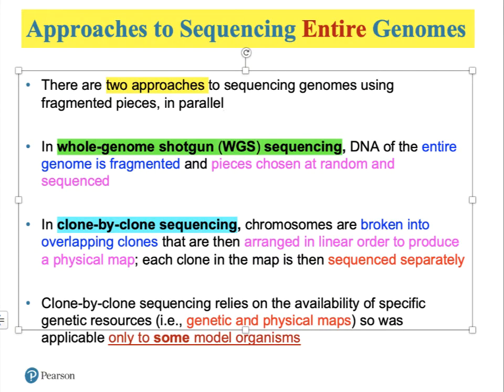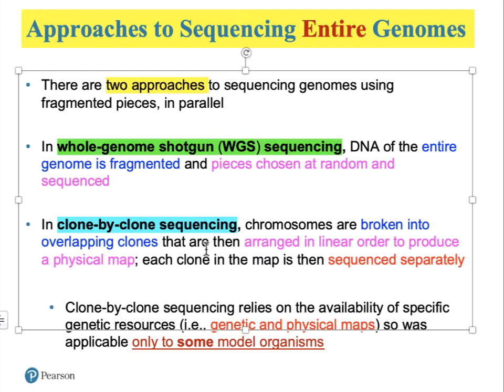Most of the current data that we have on genomes of organisms relied on 2 general methods, which are listed here. The first was whole genome shotgun sequencing, where the DNA of the entire genome is fragmented in some way, and those pieces are chosen at random and sequenced. Or the alternative, clone-by-clone sequencing, where the chromosomes once again are broken into overlapping clones and are then arranged in linear order to produce a physical map. Thereafter, the clones are sequenced separately to determine the sequence of DNA.